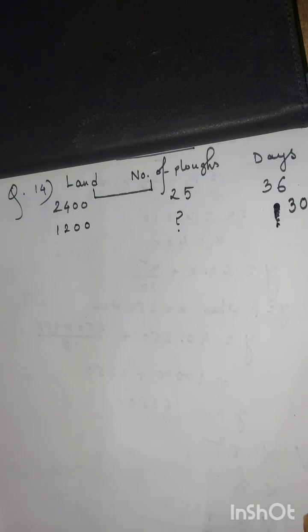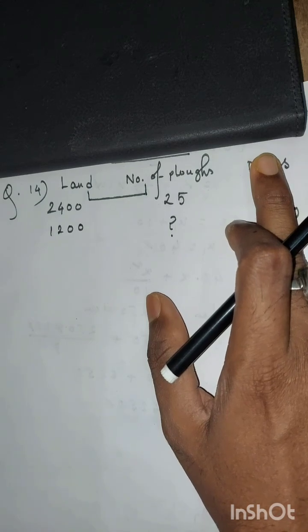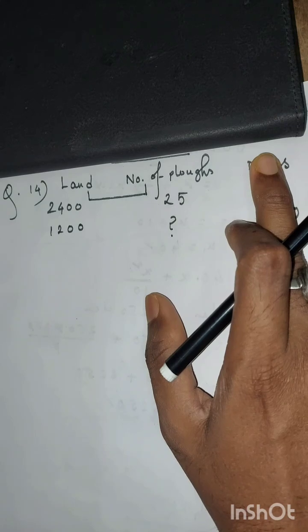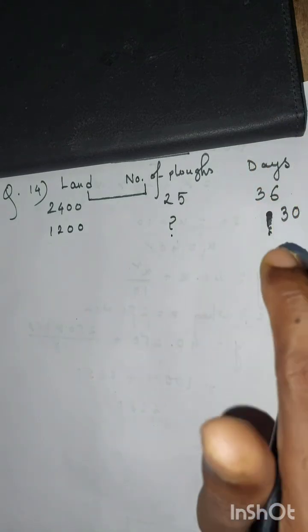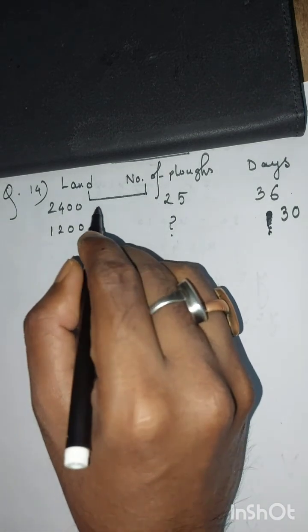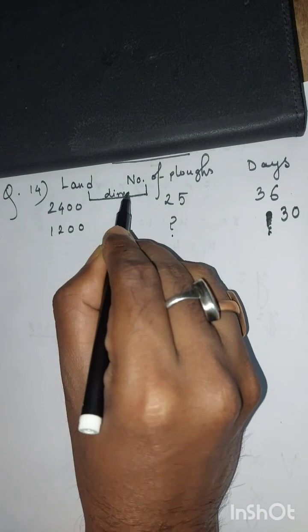If land increases, number of plows should also increase, if we keep days fixed. If land increases, we should also increase the number of plows. So these two quantities are directly related. So I am just writing direct.